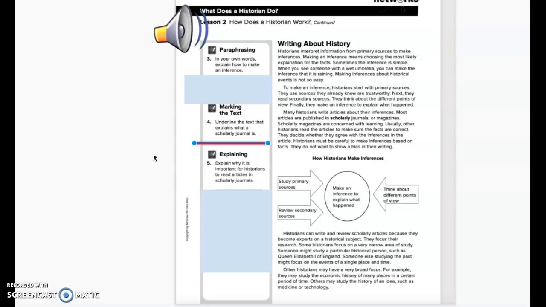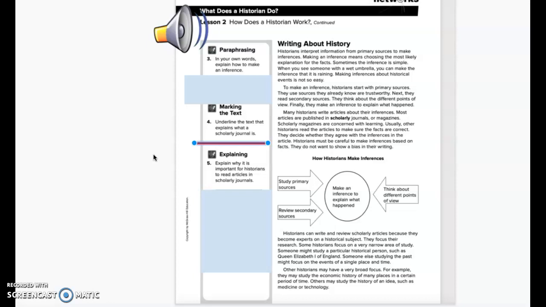To make an inference, historians start with primary sources. They use sources they already know are trustworthy. Next, they read secondary sources. They think about the different points of view. Finally, they make an inference to explain what happened.